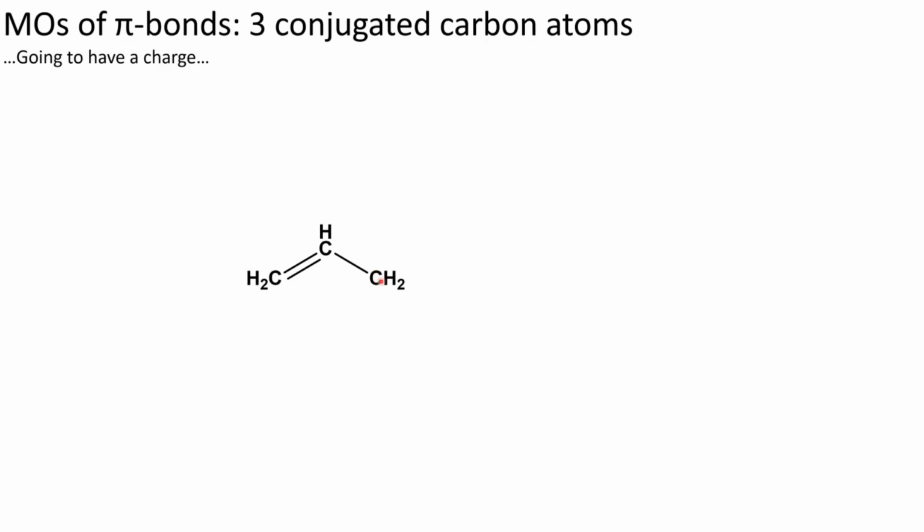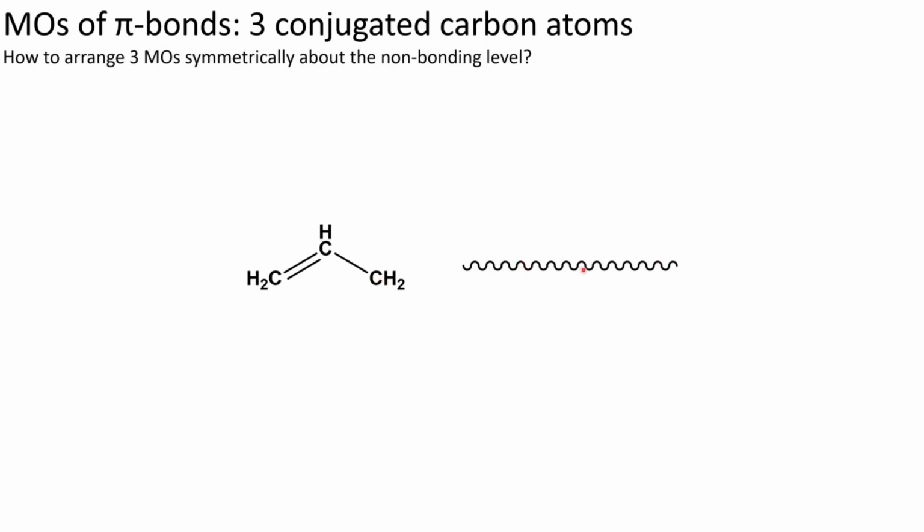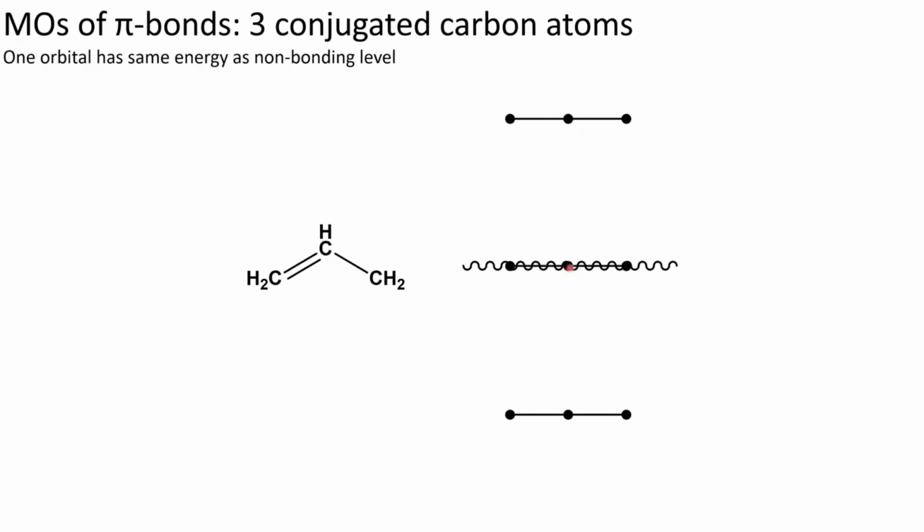But how do we arrange 3 molecular orbitals to be symmetric about the non-bonding level? We've got the non-bonding level here. Where do we put those 3 orbitals so that they're symmetric about the non-bonding level? Well, we can put 1 below, we can put 1 above. What about the 3rd molecular orbital? It will go at the non-bonding level. It will be neither stabilized nor destabilized relative to the individual carbon atoms had they not been bonded. So this is how we arrange those 3 orbitals when we have an odd number of molecular orbitals.